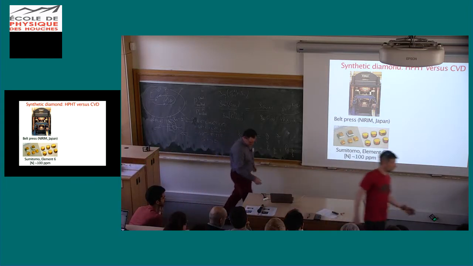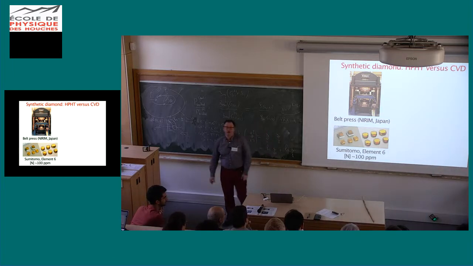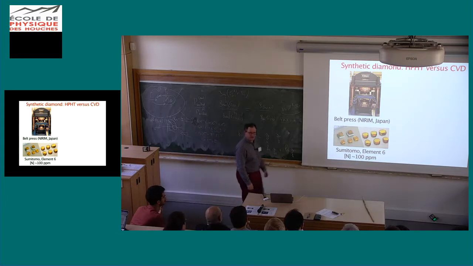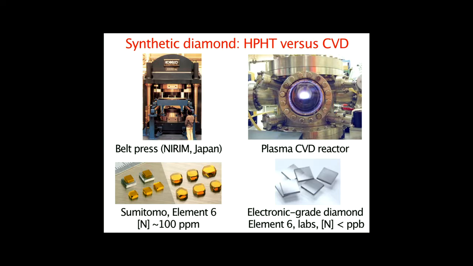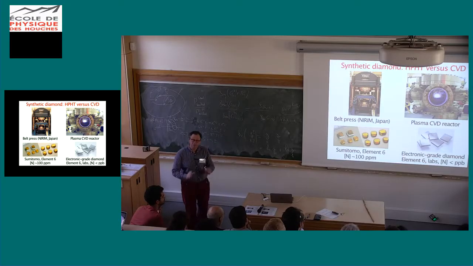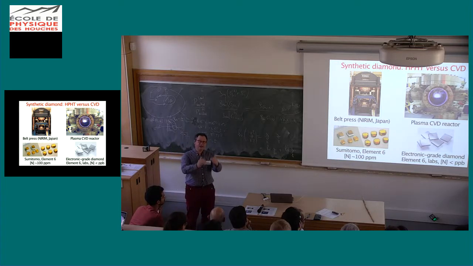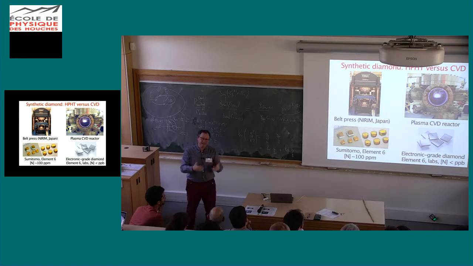The other technique was also invented in Russia in the 60s, 70s, but it was kept secret for a very long time. It is to use plasma. So it's a completely different stability domain. Now you are at very low pressure, and you deposit a diamond onto a substrate layer by layer. You build your crystal like that.